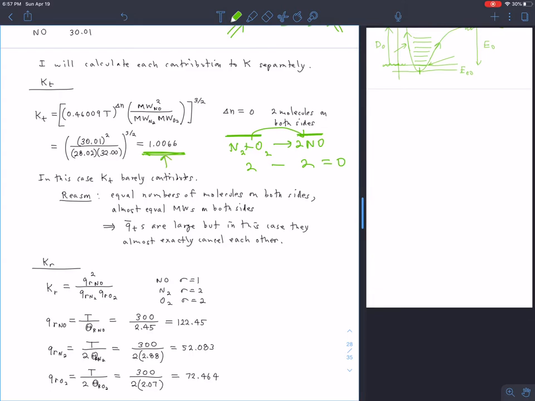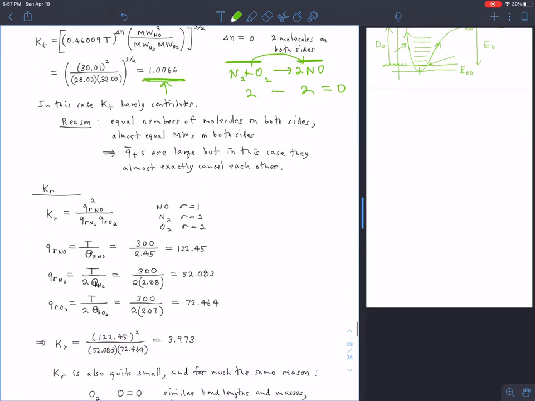This is the ratio of translational microstates after reaction to the number of microstates before reaction, and you can see it's 1. The number of microstates hasn't changed. Translational microstates haven't changed hardly at all.